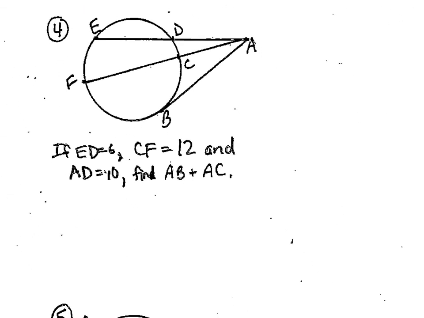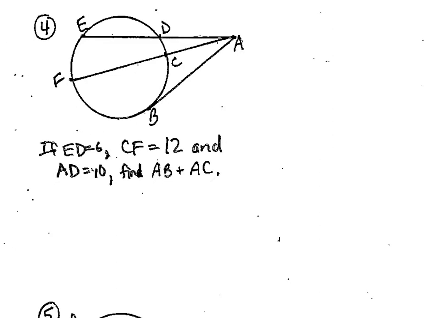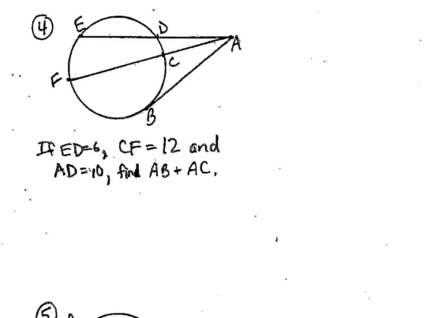So number 4, it looks like I've got 2 secants and a tangent. So possibility of using secant-tangent theorem and also secant-secant theorem. Let's see what we have going on here. So I'm going to do some labeling. ED is 6. So I know that this is 6 right here. CF is 12.